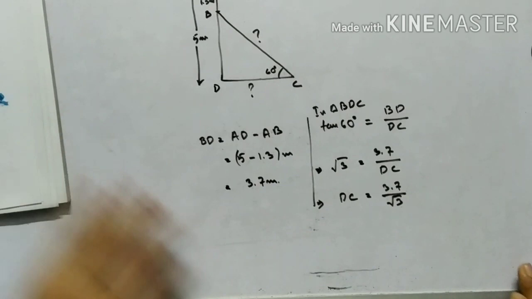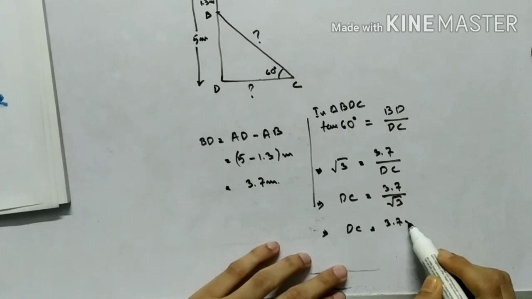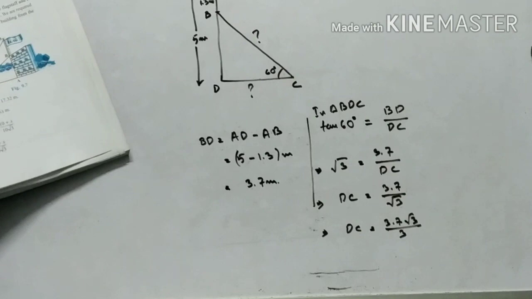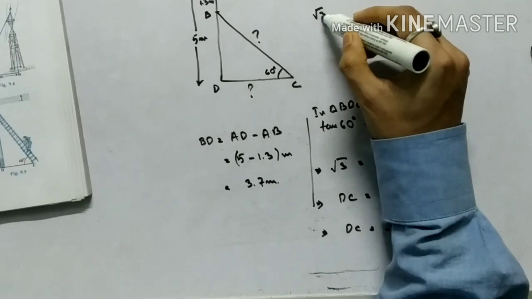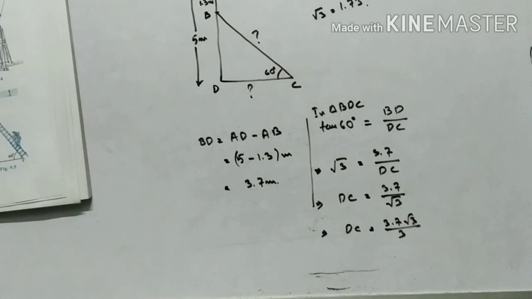If I solve it a little bit, I will get DC equal to 3.7 root 3 by 3. So root 3 value in the question, example 2, it is given as 1.73. I have to take the root 3 value as 1.73.